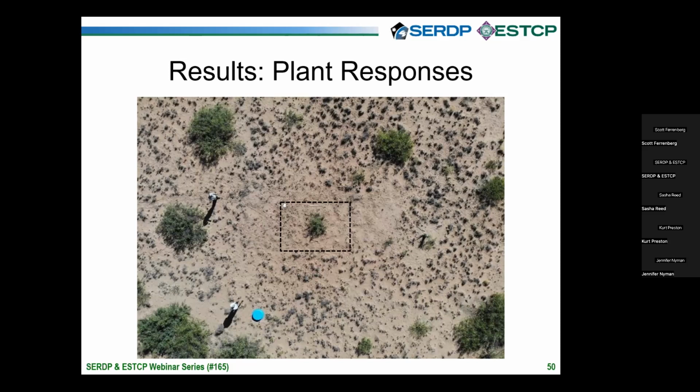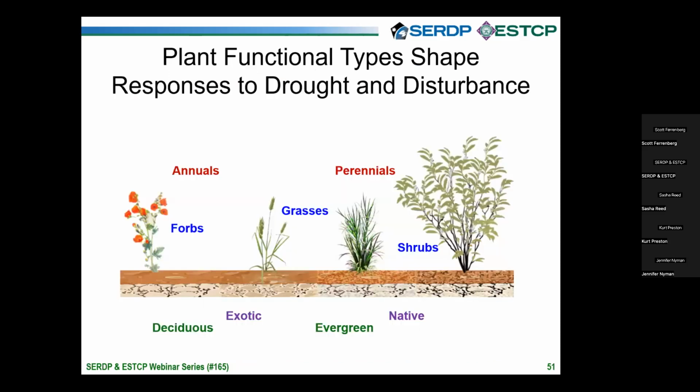And I show this image because in this case, you can walk up to a plot in this Chihuahuan Desert site, and we can tell what we've done to it, and we can see the impact the disturbance had. But it hasn't been that simple across all the sites. And one of the reasons is as we move across our sites, we're dealing with different functional types and species of plants. So I want to prime us to think this way when we go through the rest of the results.